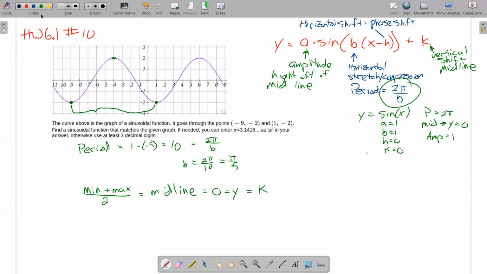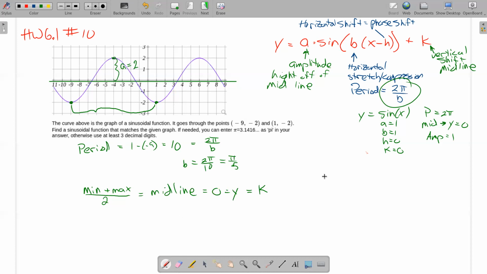Now, since I know, let's draw that in, the midline is still the x-axis there, then I now know the amplitude. So the amplitude is just the distance off there. So the distance from there to there, that's going to be my amplitude. And so that looks like that's 2.